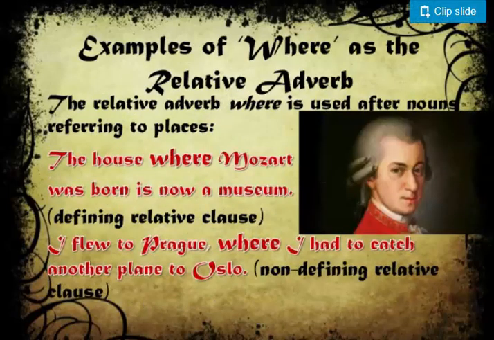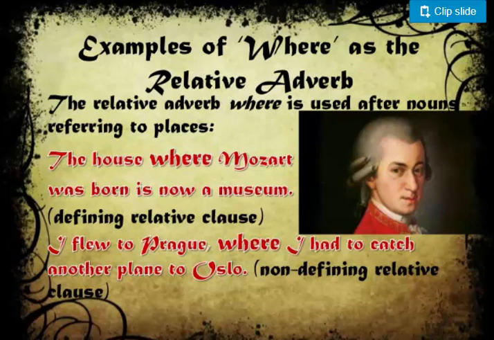So here are examples of where as a relative adverb. So where is used for place. The relative adverb where is used after a noun referring to places. Always it refers to some places and it comes after the noun. The house where Mozart was born is now a museum. It is a relative clause because it is important information, right? I flew to Prague, I mean I flew to Dresden, where I had to catch another plane to Oslo.